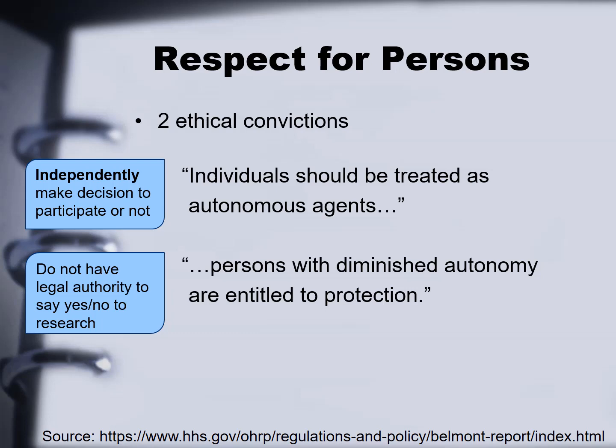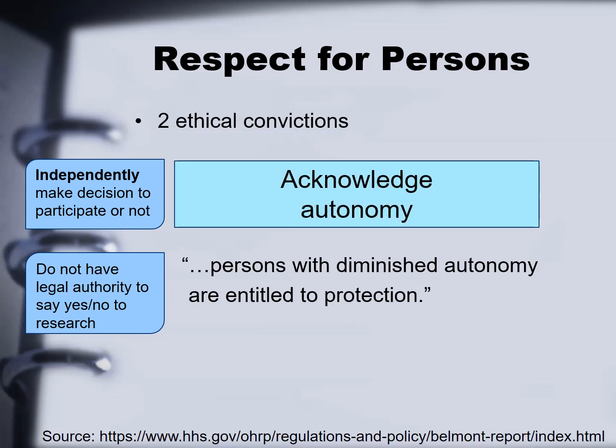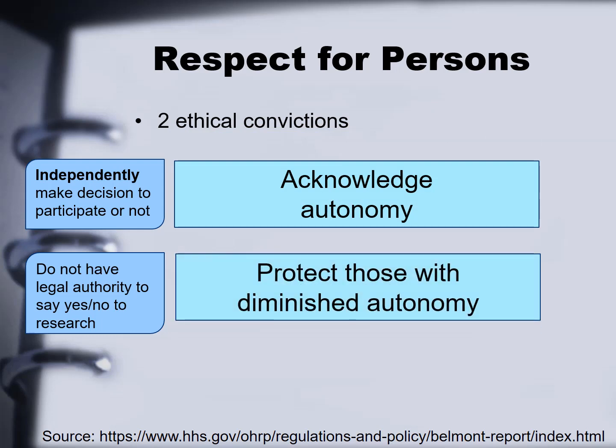So when we're talking about diminished autonomy, we're mostly referring to children or adults who have cognitive or developmental disabilities and who are not able to legally make decisions for themselves. So in terms of these 2 ethical convictions, again, it's just to acknowledge autonomy and to protect those with diminished autonomy.